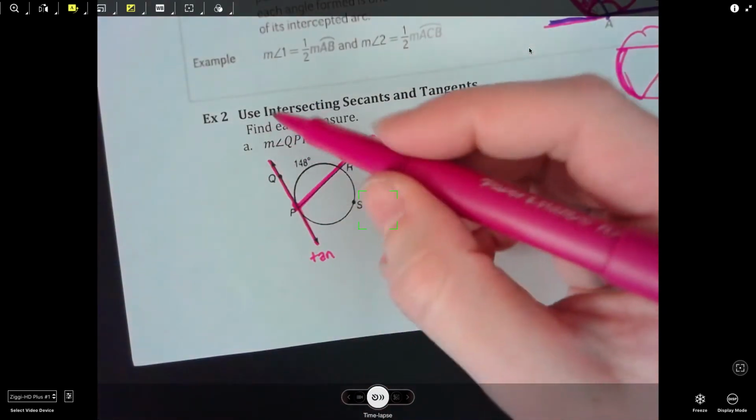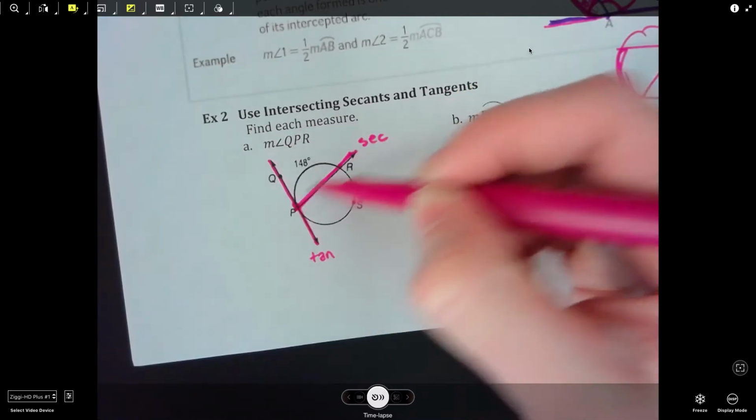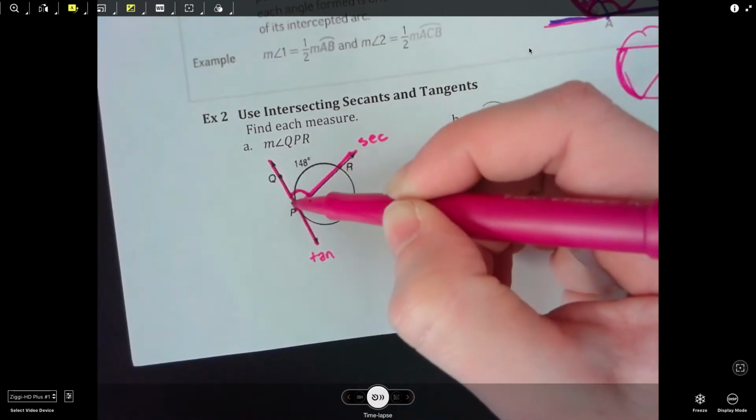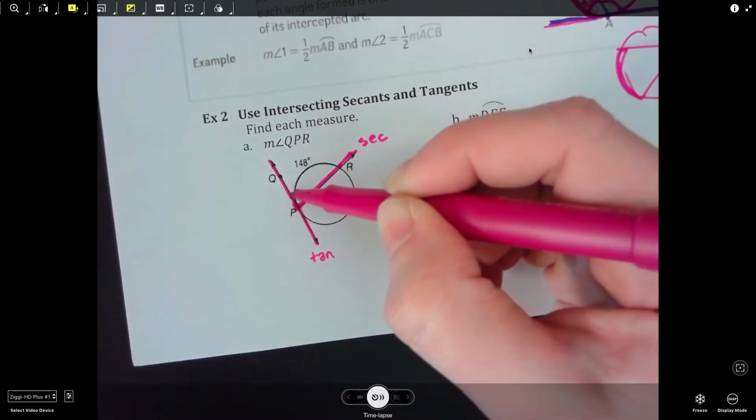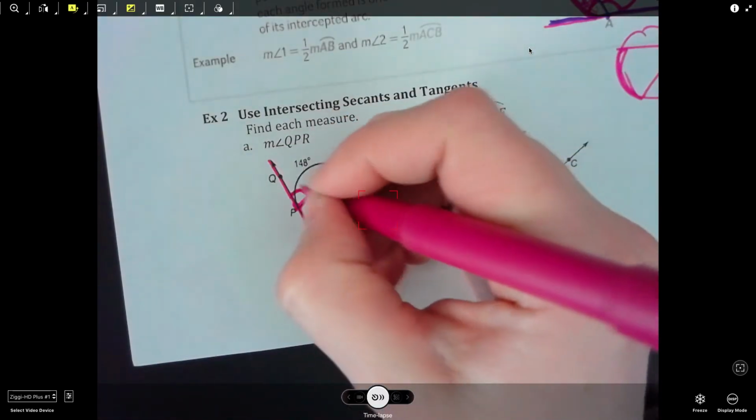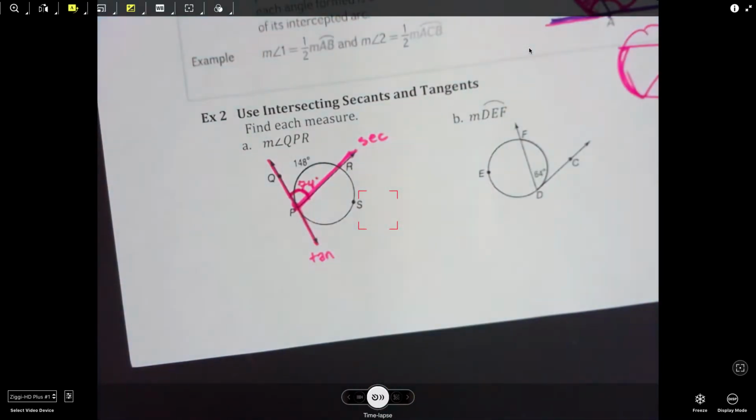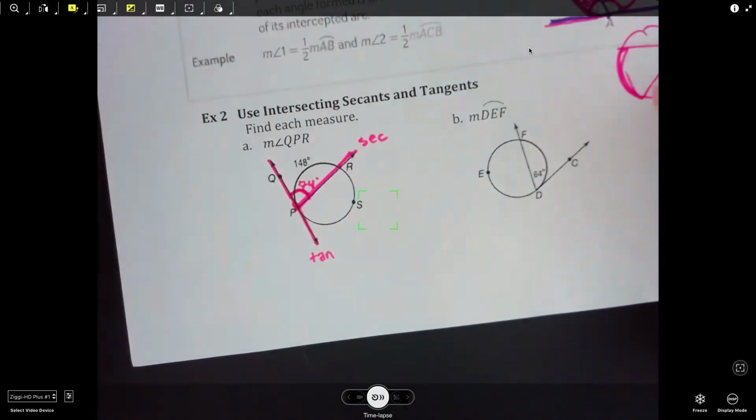And they want us to find the measure of QPR. QPR is this angle right here. The arc measure is 148, and this angle measure is half of that, so this has to be 74 degrees, okay? That's all they wanted for that one, all right? DEF is the next one.